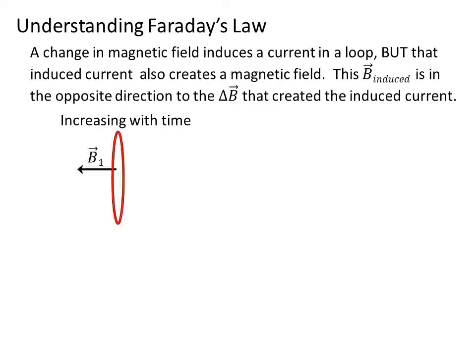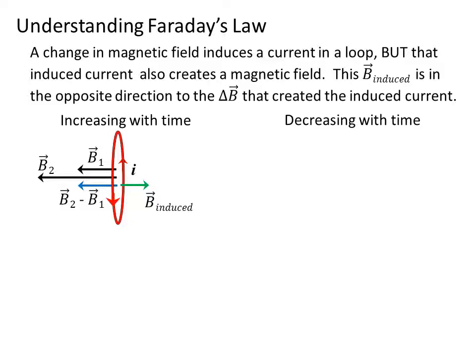Let's look at a case where the B field is increasing with time. We have a loop. We have initially a B1. At a later time, it becomes B2. Then the change in B is just the difference between B2 minus B1. In this case, since B2 is bigger than B1, the difference is in the same direction, so that the induced B field is to the right, opposite the difference between B2 and B1. That creates a current that goes around the loop as shown. So this is the current that you need to create that induced B field if you use the right-hand rule.